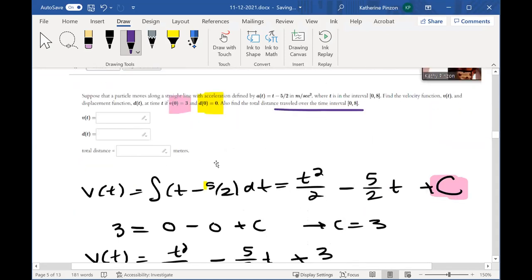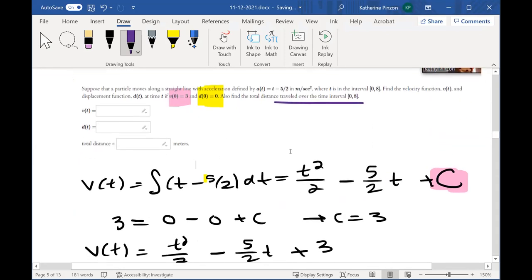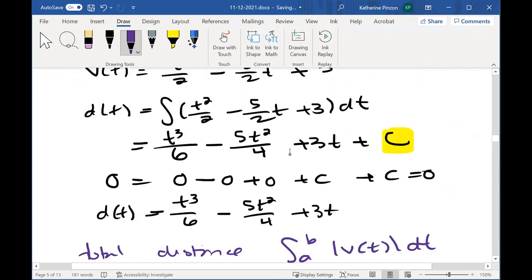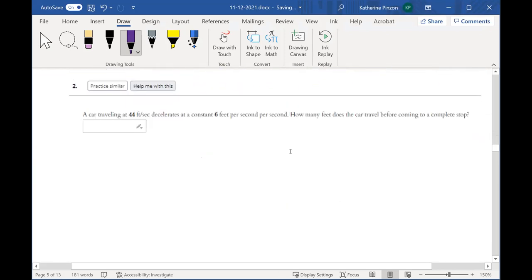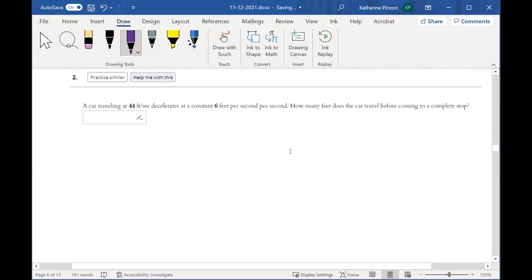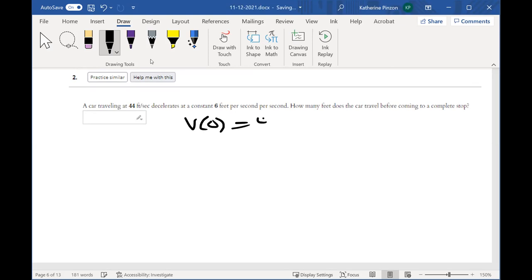Some units, it probably tells me the units, meters. Okay, number 2. A car traveling 44 feet per second. What is 44 feet per second? The velocity, right, at time 0. So the velocity at time 0 is 44. It decelerates at a constant 6 feet per second per second. What does that tell me about the acceleration? Negative 6.